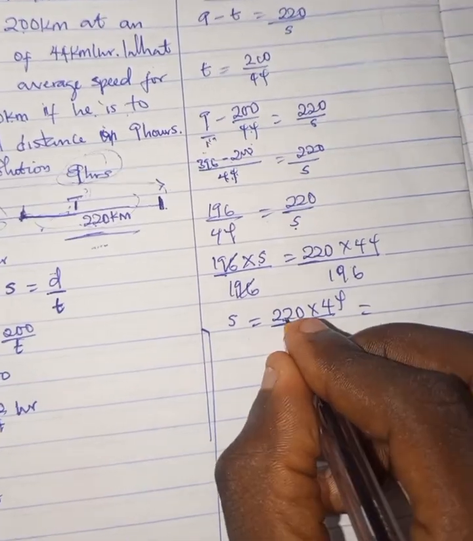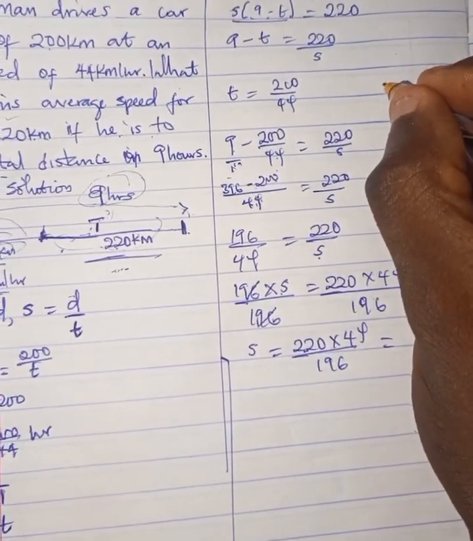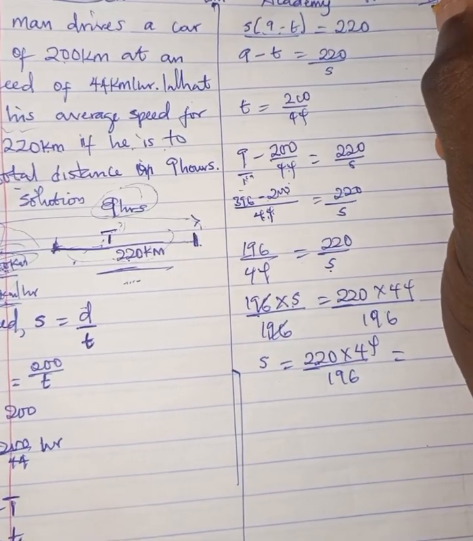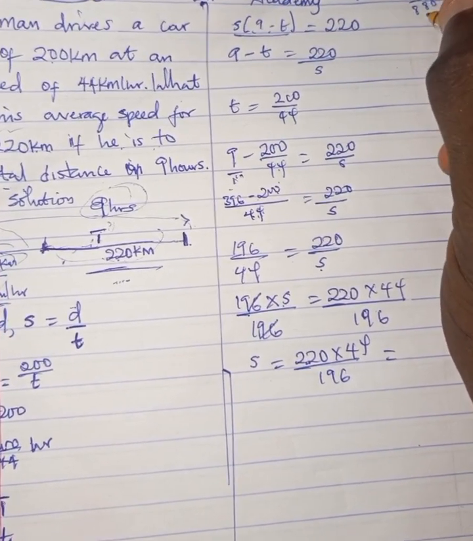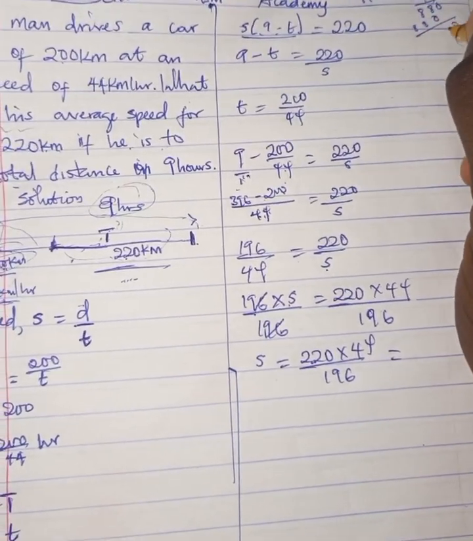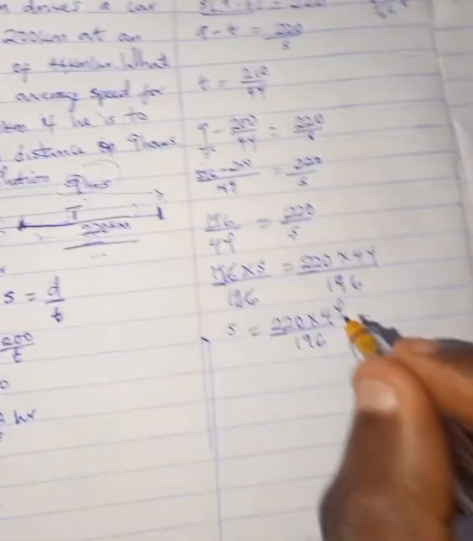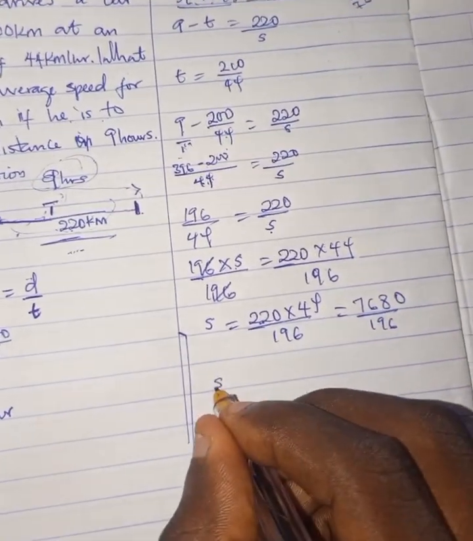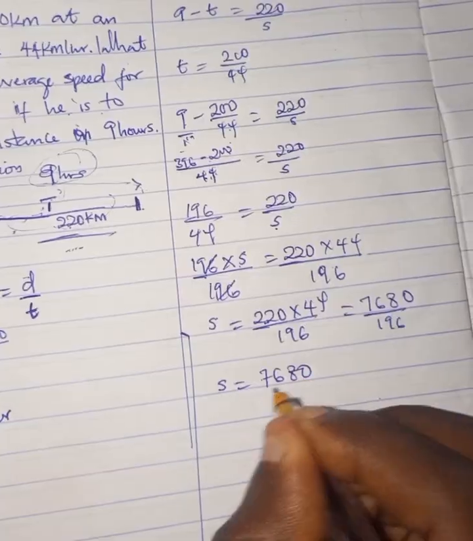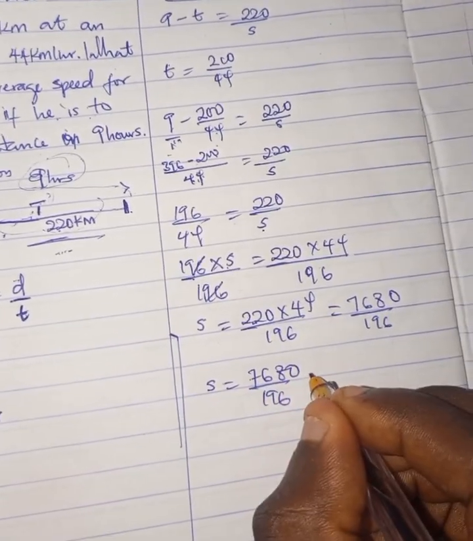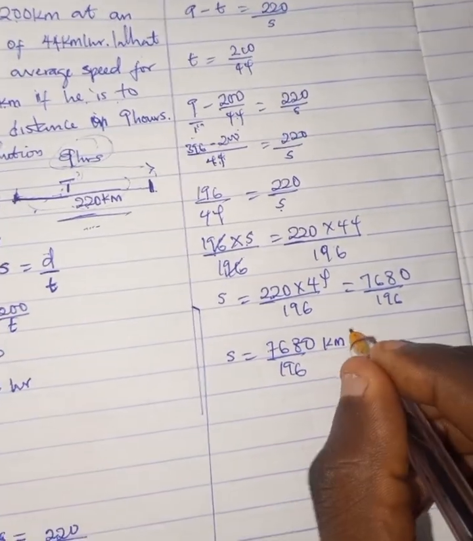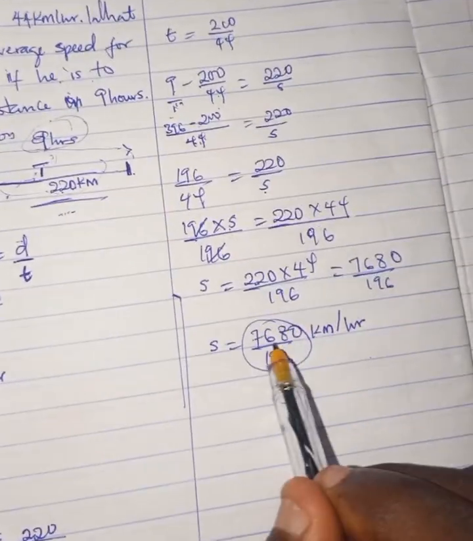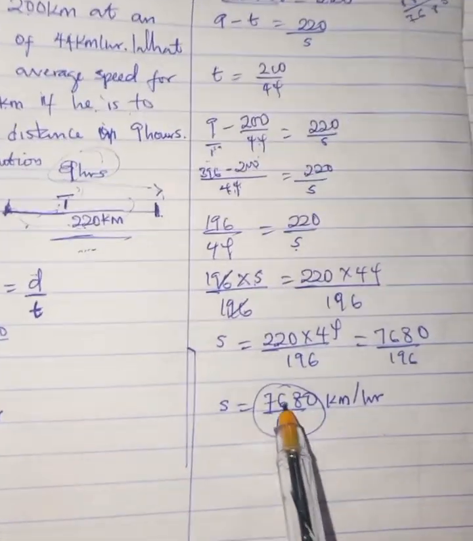So when you multiply 220 times 44, I'll be having 4 times 0 is 0, 4 times 2 is 8, and so on. That is 9680 all over 196. So my average speed is 9680 all over 196 kilometers per hour. So you can punch your calculator, you get a whole number or a decimal.